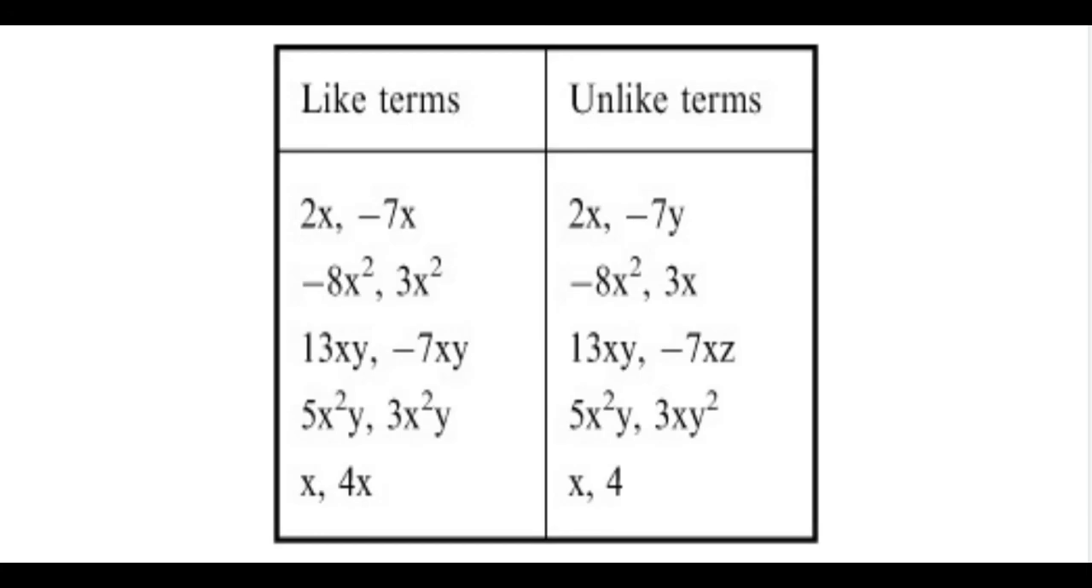So what are like terms? Like terms are terms whose variables and their exponents are the same. For example, 5x and 3x are like terms, 9x squared and 3x squared are also like terms. You combine like terms by combining their coefficients. So, 5x plus 3x is 8x, and 9x squared plus 3x squared is 12x squared.